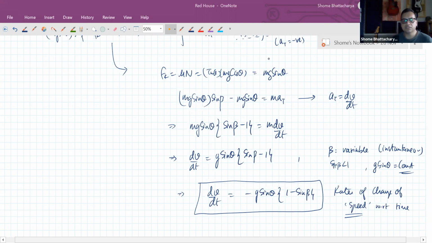Nikita, up to this equation is clear? So after this, all I have done is, look, this term is a negative term, because sin beta is less than 1. So that's why, since this term is negative, I've taken the minus sign outside. That's the only difference. And of course, I've cancelled m on both the sides. Is it clear now?